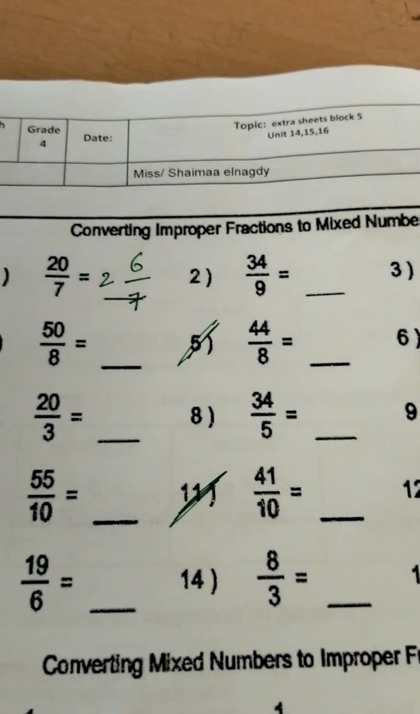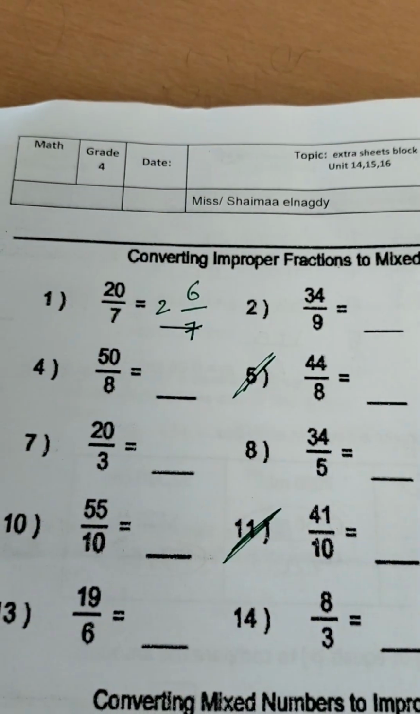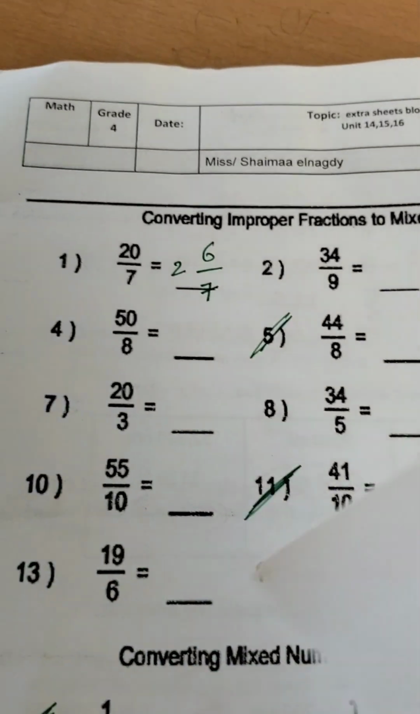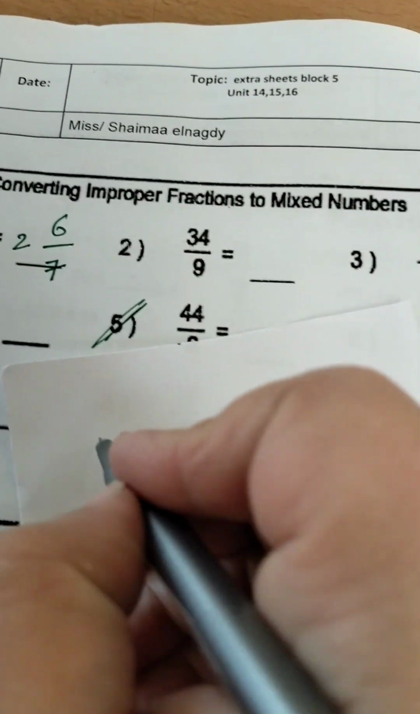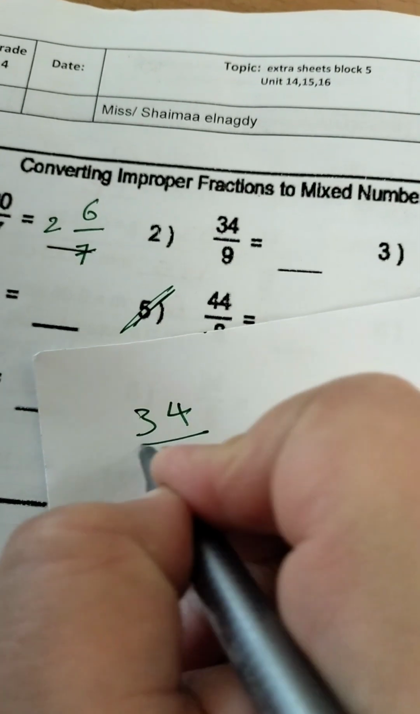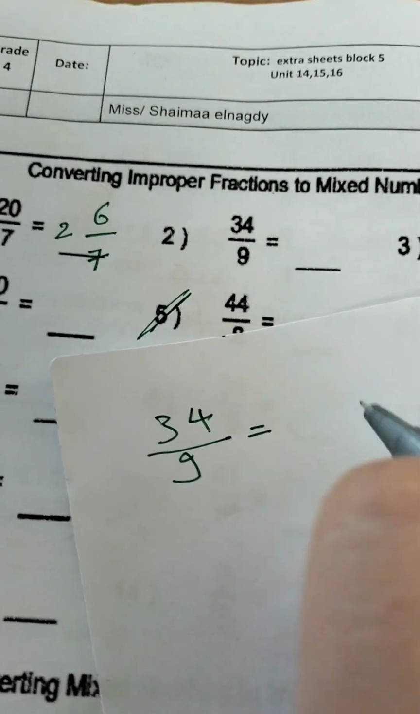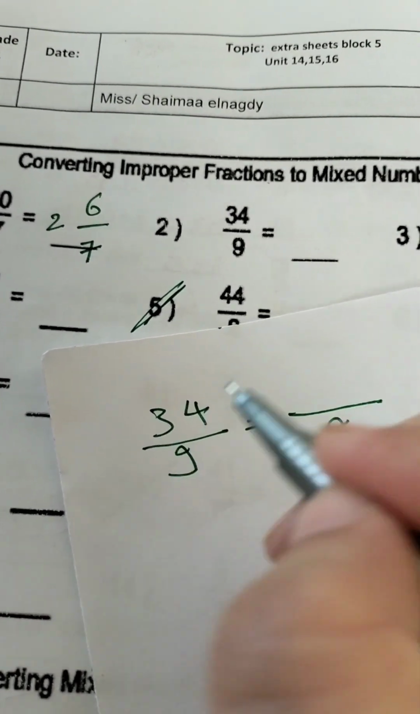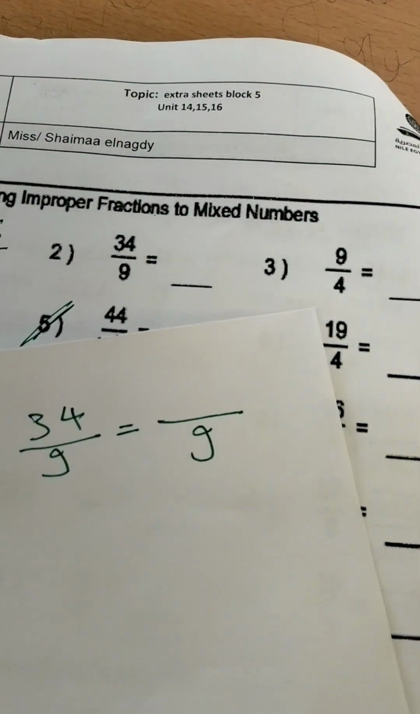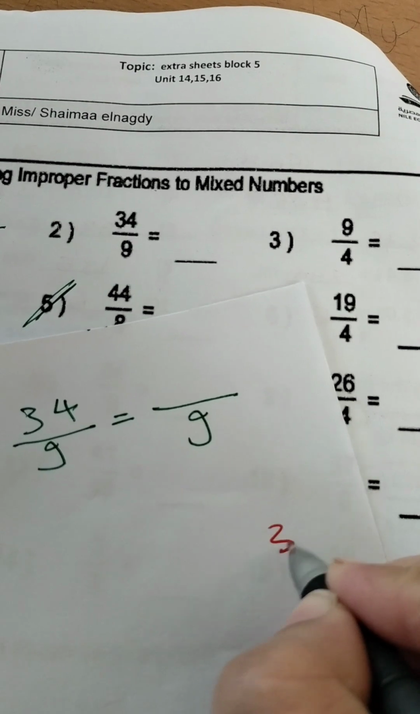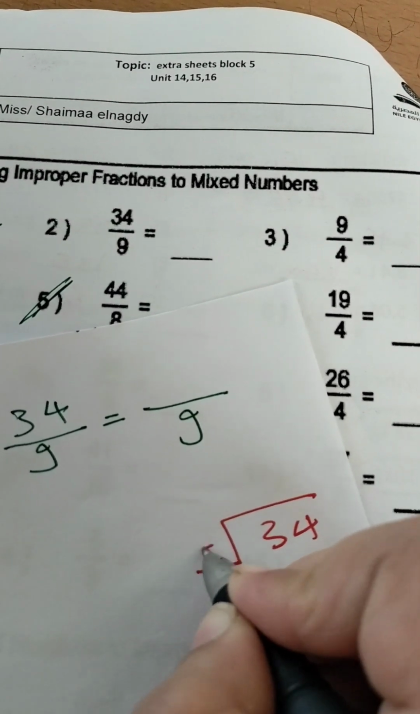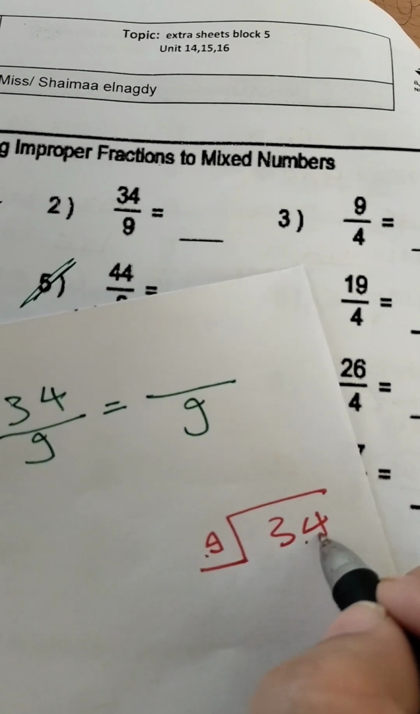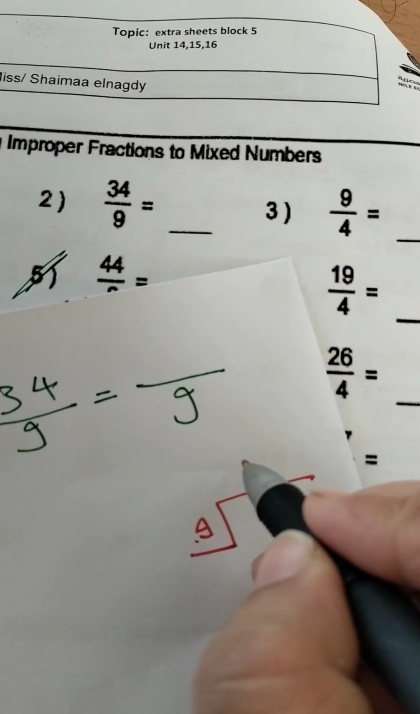Let's go to another one. It's 34 divided by 9. How can I do that? It's very easy. I will say to myself 34 divided by 9. I will keep the denominator 9. Then I will ask myself how many 9s in 34. It will give me 3.